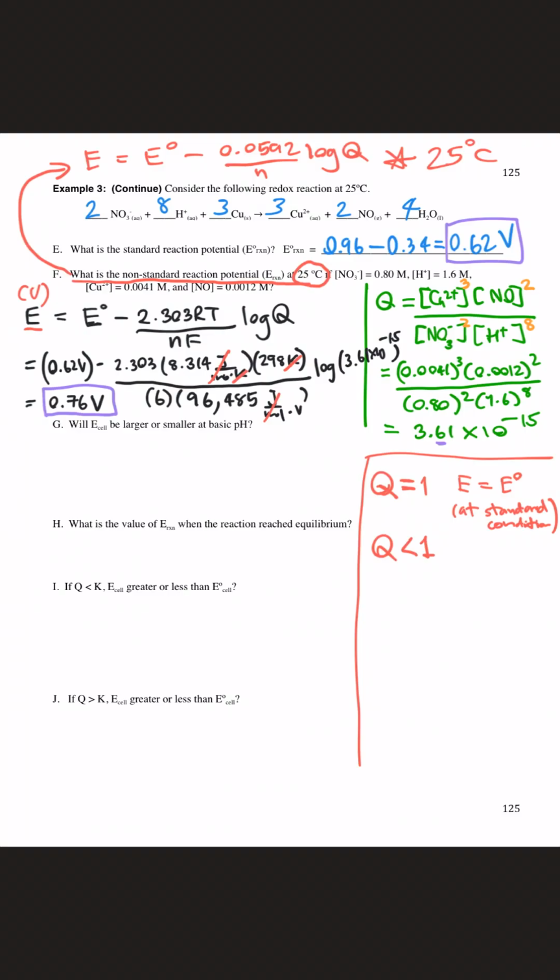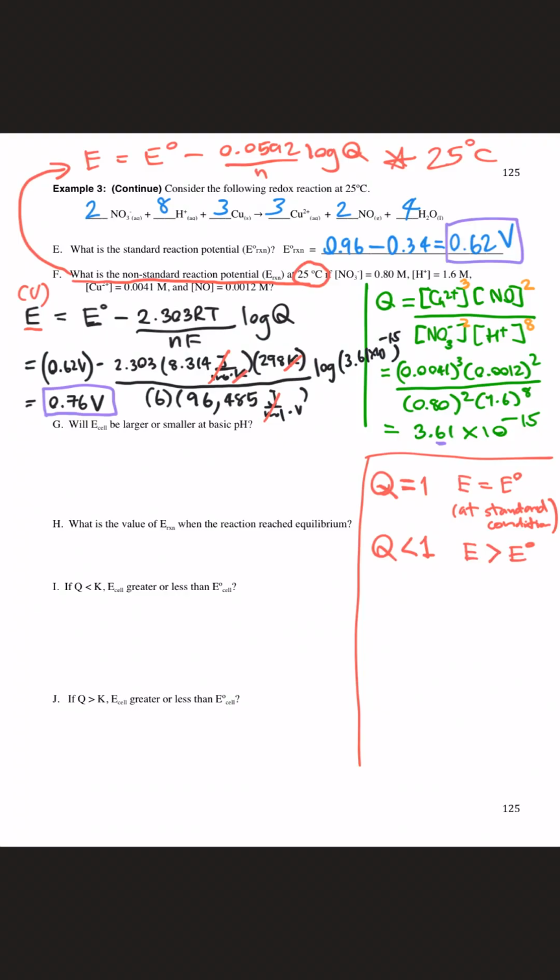in order to reach the equilibrium. Therefore, in this case, you will see that the E cell of the reaction at the non-standard condition would be higher than the standard E cell, which indicates that this reaction would be slightly more spontaneous in the forward direction than at the standard condition.